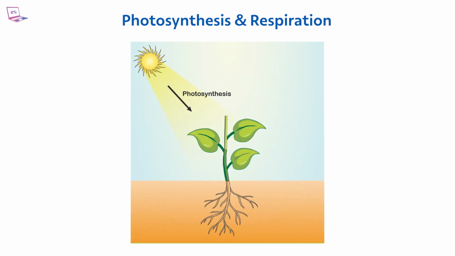Photosynthesis and respiration. Photosynthesis is vital for life on Earth. Through this process, plants convert carbon dioxide and water into glucose and oxygen, using sunlight as the energy source. This not only provides food for the plants themselves, but also releases oxygen into the atmosphere, which is essential for the survival of many forms of life, including humans.